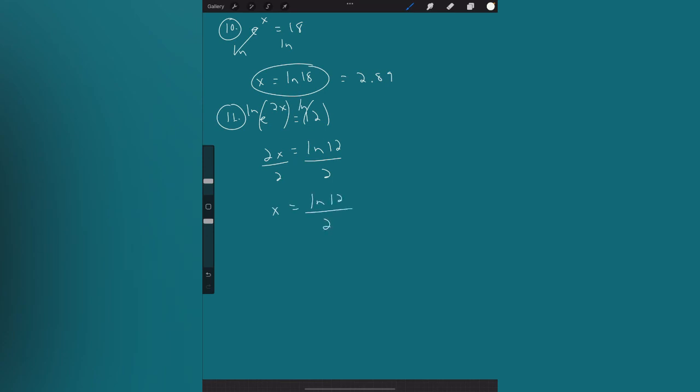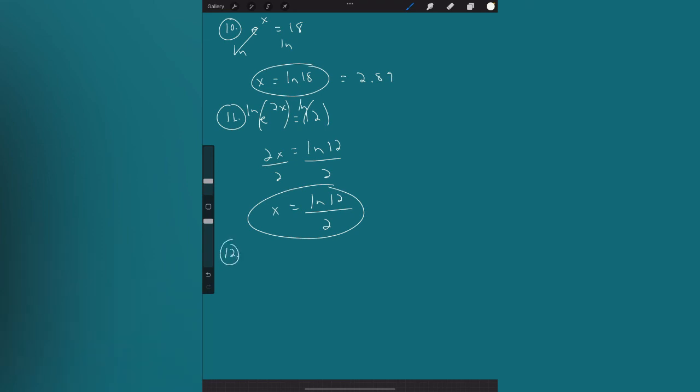I cannot simplify that, because if it said ln of 2, I could simplify it, but it just says ln. It's the same way that if I had an operation that needed to be completed on the top and doesn't include anything on the bottom, I can't go any further than that. So number 11, x equals ln 12 over 2.